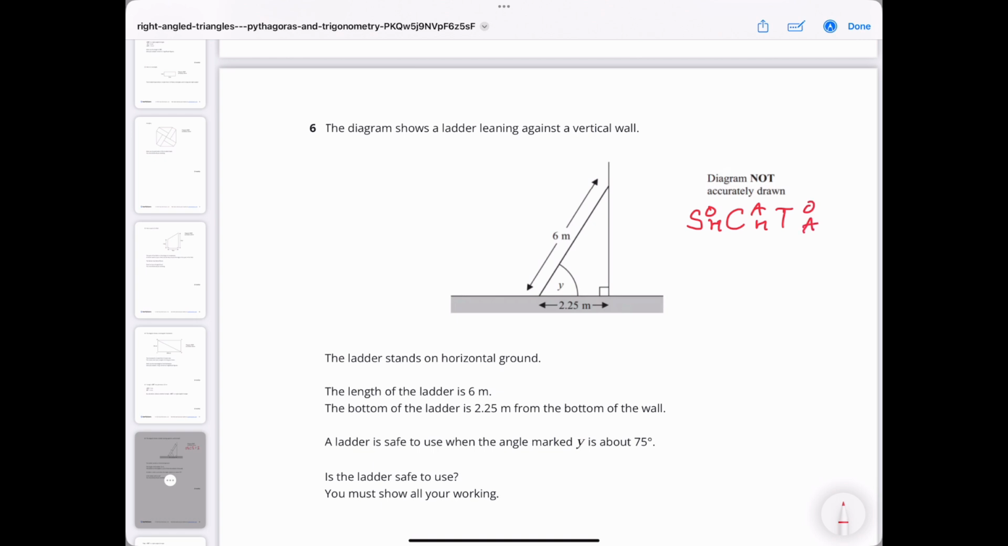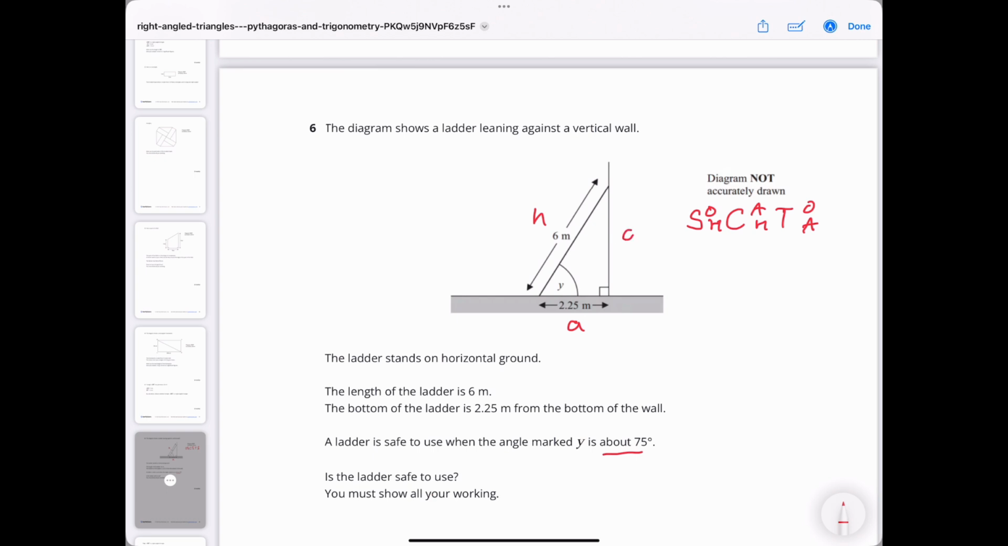The diagram shows a ladder leaning against a vertical wall, and the ladder stands on horizontal ground. The length of the ladder is 6 metres, so that's this, it's the hypotenuse. And the bottom of the ladder is 2.25 metres from the bottom of the wall, okay. And that weirdly is adjacent because I think we're trying to find y. The ladder is safe to use when the angle marked y is about 75 degrees. About's very general, isn't it? Is the ladder safe to use? You must show your working.